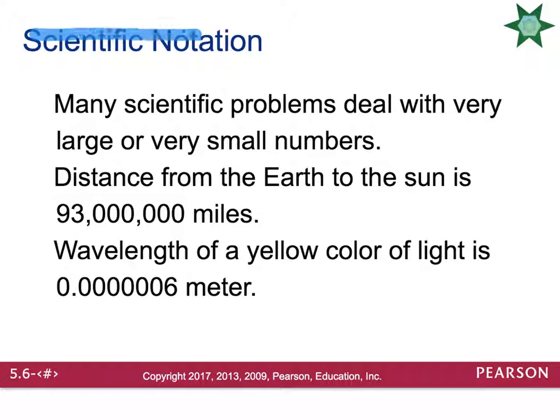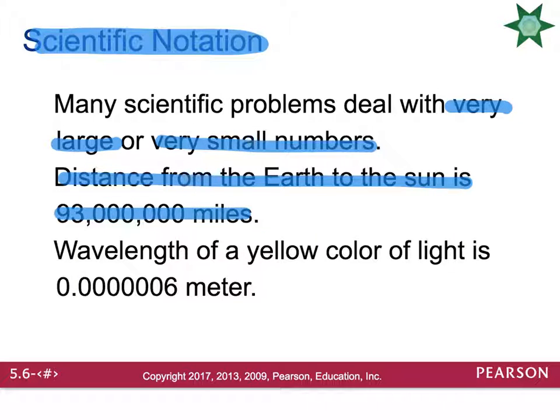Okay, now let's talk about scientific notation. We use scientific notation to summarize numbers that are very big, large, or very small, and we do it by not using all the zeros we need. For example, the distance from the Earth to the Sun is 93 million miles. It's a large number. The wavelength of a yellow color of light, a very short wavelength, is 0.0000006 meters. So very small. So we use scientific notation to put these numbers in compact form, so we don't have to put all these zeros here, either before the number if you have a decimal, or after the number if it's a large number.